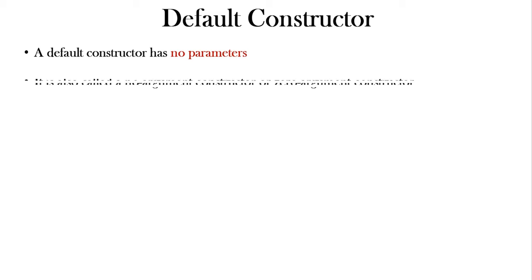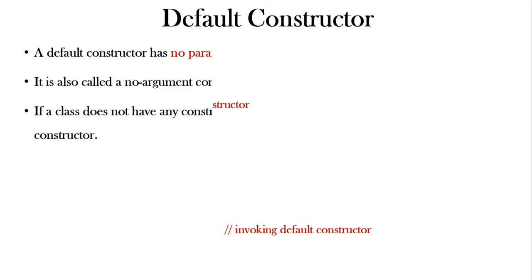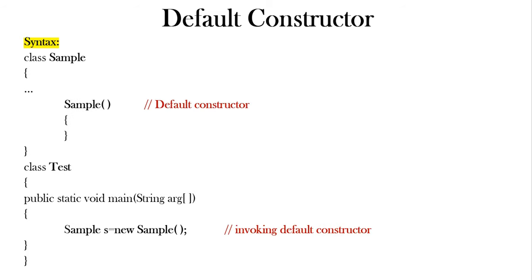The default constructor of a class does not have any parameters, so it can also be called a no-argument constructor or a zero-argument constructor. In case a class is not defined with any constructors, the Java compiler will automatically create a default constructor for the class. This is the syntax for creating a default constructor.